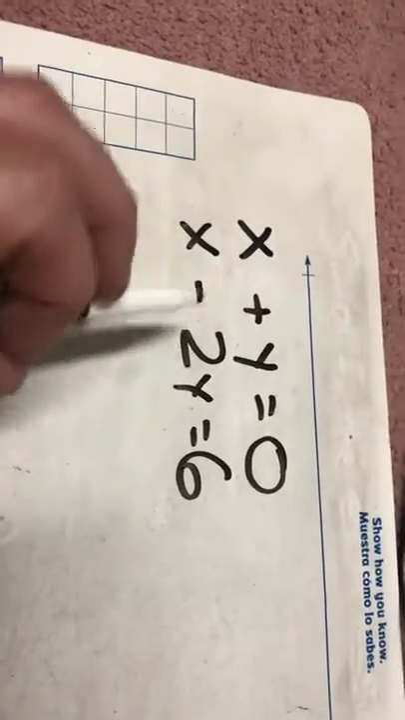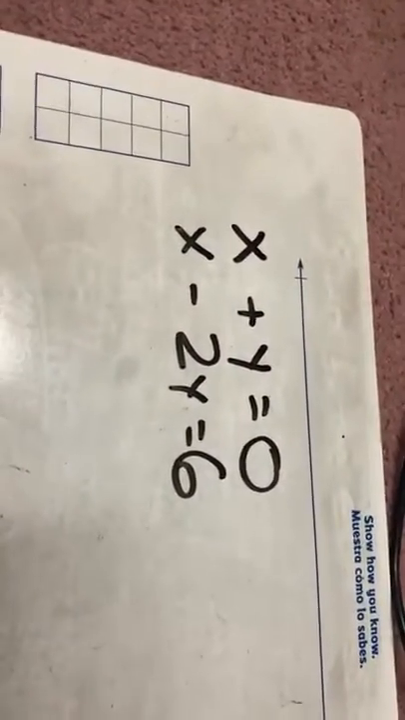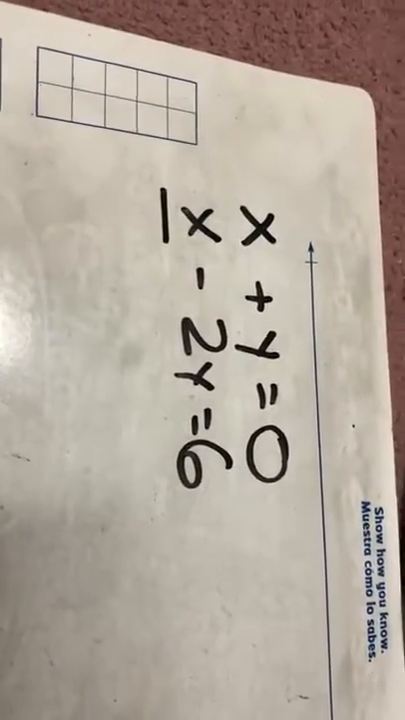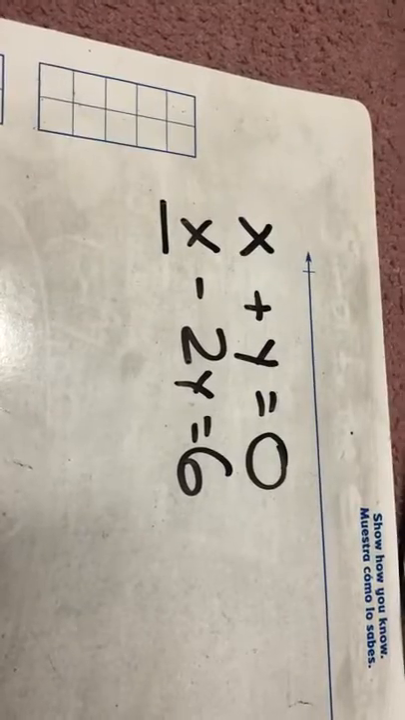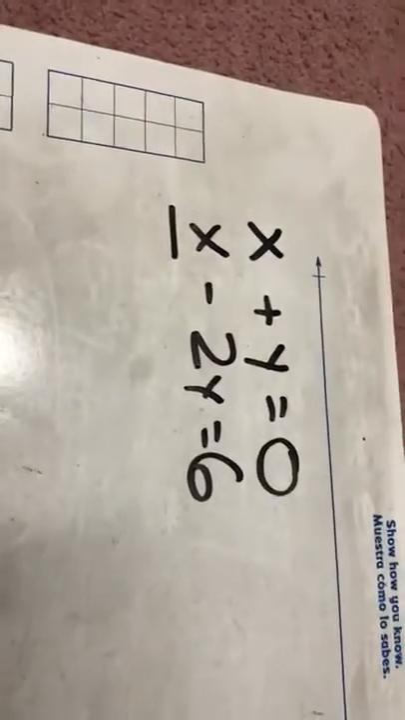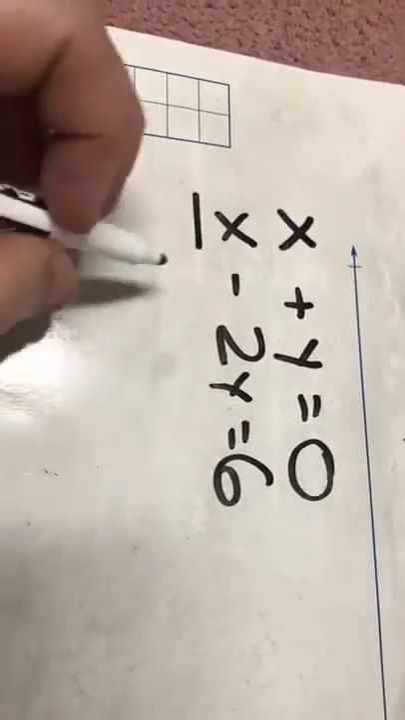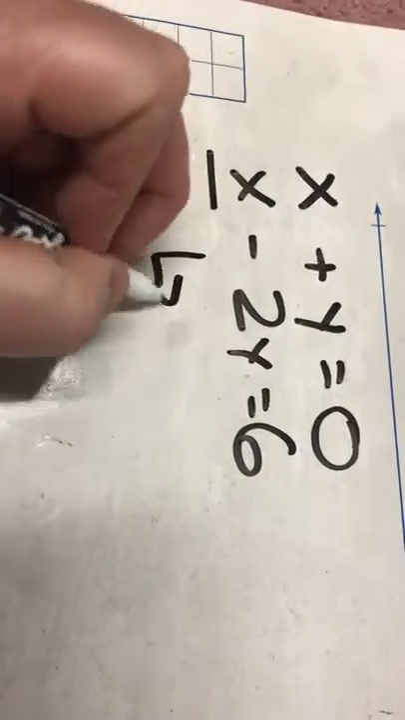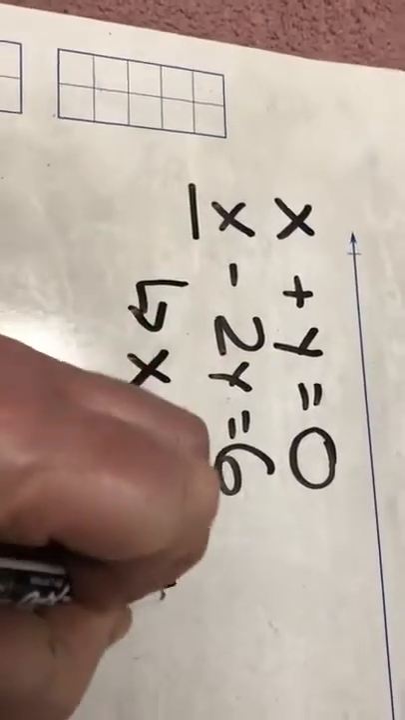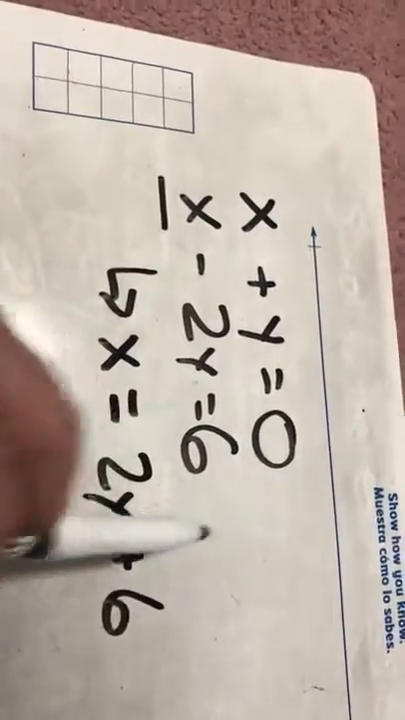I'm thinking that when I look at this one, x plus y equals 0, x minus 2y equals 6, what I want to do is isolate that x right there. Remember, when we do the substitution method, we are isolating either x or y and then plugging the value into the other equation. So to isolate x, I'm going to move this negative 2y over to here, and that tells me that this becomes x equals 2y plus 6, because when I bring this 2y over here, it then becomes positive.